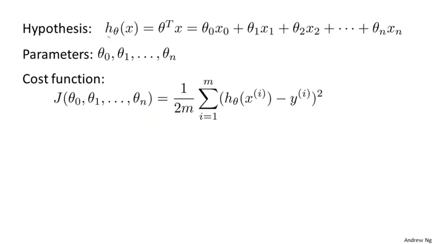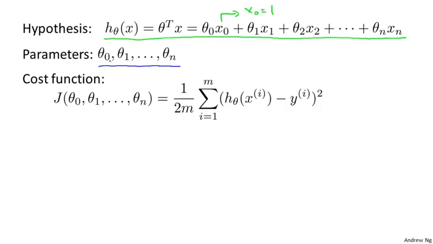To quickly summarize our notation, this is the formal hypothesis in multivariate linear regression, where we've adopted the convention that x0 equals 1. The parameters of this model are theta 0 through theta n, but instead of thinking of this as n separate parameters, which is valid, I'm instead going to think of the parameters as theta, where theta here is an n plus 1 dimensional vector. So I'm just going to think of the parameters of this model as itself being a vector.